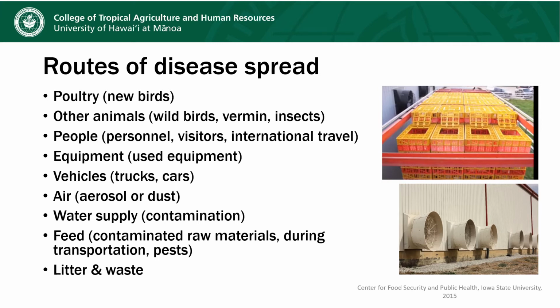Some diseases can be spread through the air via aerosols or dust. Other diseases can be transmitted through contaminated water and feed. And finally, litter and waste can serve as a repository for disease.